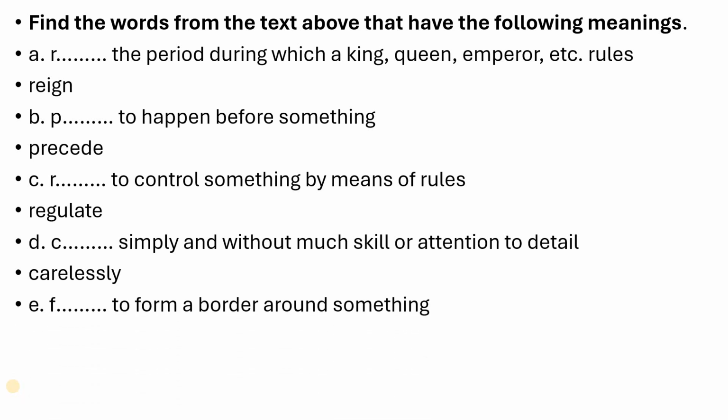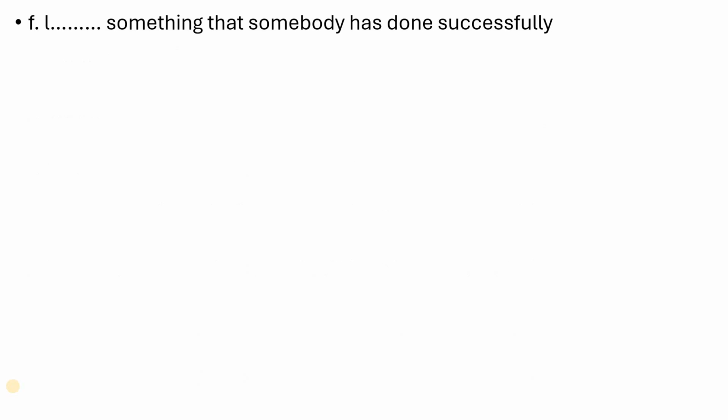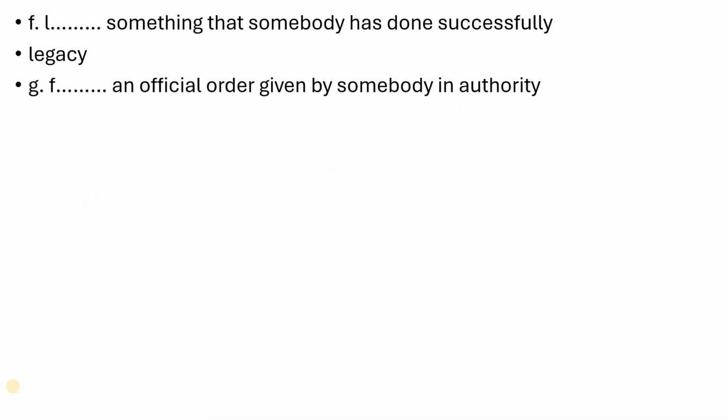Okay, next one. To form a border around something. So form a border, this is frame. Next one, something that somebody has done successfully. It starts with the L. So legacy. Legacy. Next one, an official order given by somebody in authority. This is called fiat. Fiat.